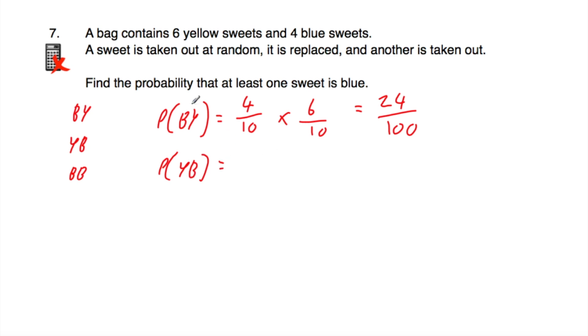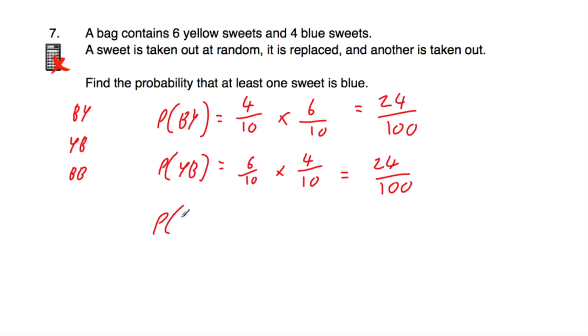So the probability that the first one will be yellow is 6/10. The probability that the second one is blue would be, because there's then 4 blue sweets still in the bag, 4/10. And then if we multiply these together, 6 times 4 is 24, and 10 times 10 is 100. So the probability of getting a yellow sweet and then a blue sweet is also 24 hundredths.